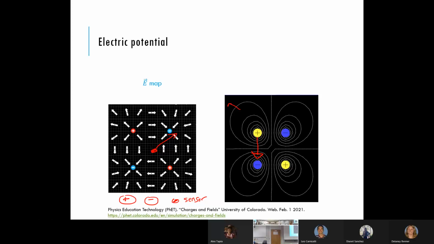Let's remember that the slope of the equipotential lines is related to the magnitude of the electric field. And we can use these peaks and valleys to visually see what direction things are going to be pointing.